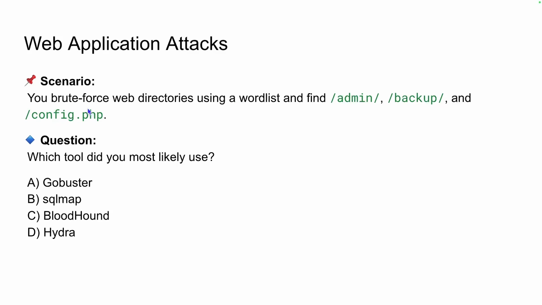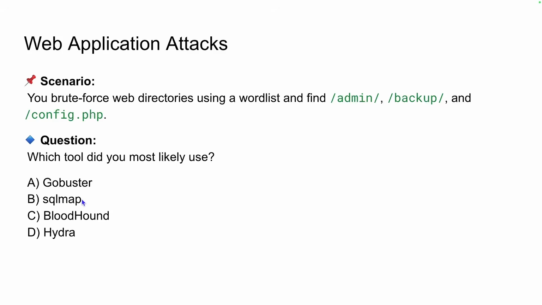Excellent. You brute force web directories using a word list and find admin backup and config.php. So these are locations, right? Locations and folders and files and things like that. And you used GoBuster. So again, it says brute force, but we are enumerating. We're not brute forcing anything. We're enumerating something. And so we would be using GoBuster to find folders and files.